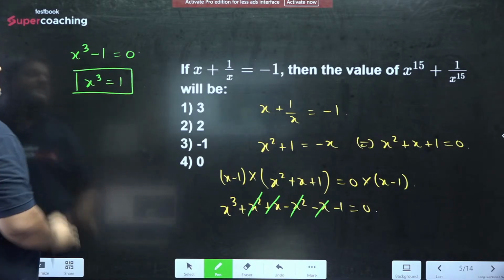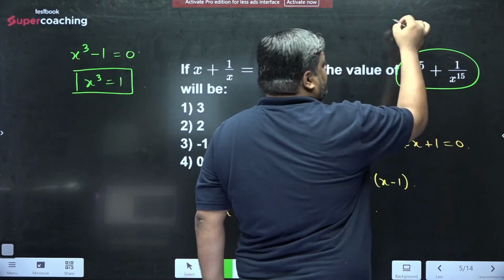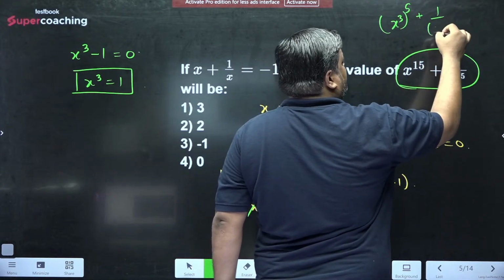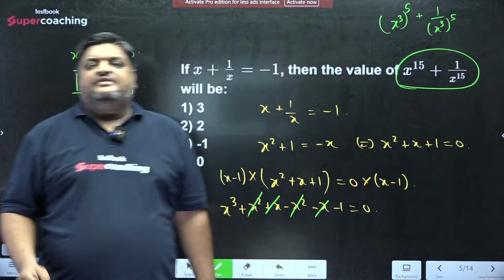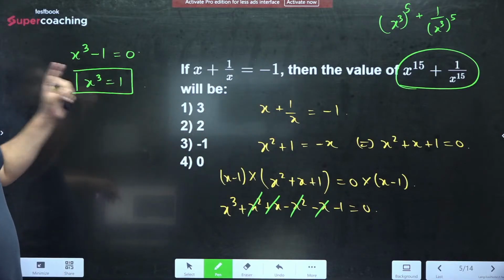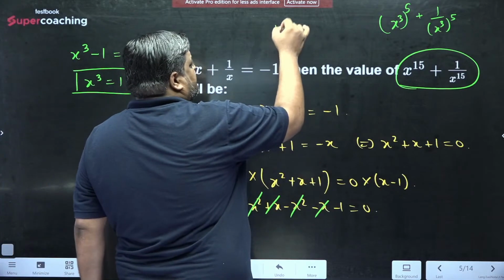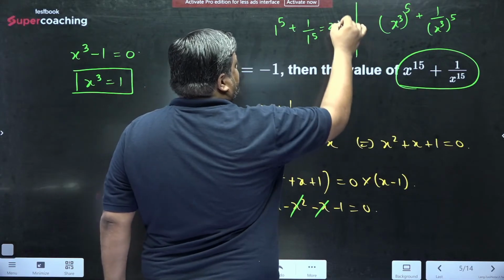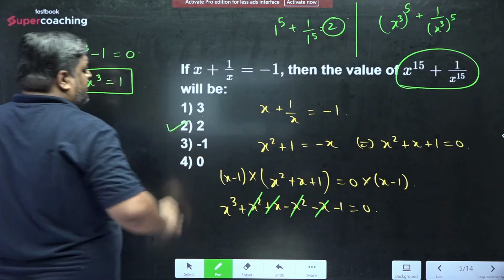What is the significance of this? Now this can be written as x cube to the power 5 plus 1 upon x cube to the power 5, right? And I have the value of x cube, and that is 1. So 1 raised to the power 5 plus 1 upon 1 raised to the power 5. This is equal to 2. The correct answer to this question was 2, option 2.